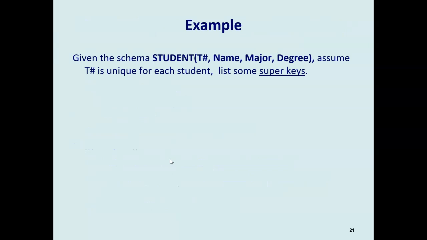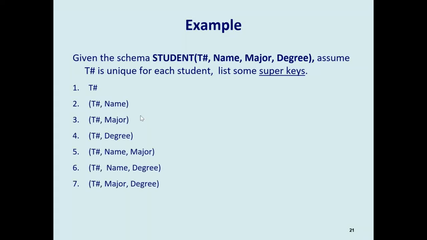Good, so let's see some example. Given the schema student contains T number, name, major, degree. Assume that T number is unique for each student. So that means T number is a key, okay? Then it asks you to list some super keys. So first one, I think we list here all of them.